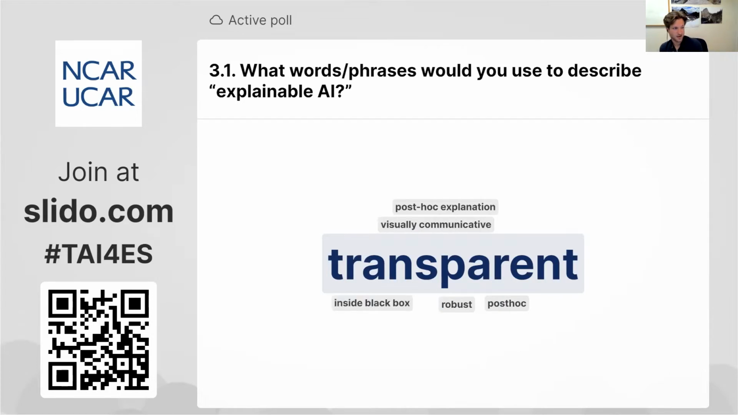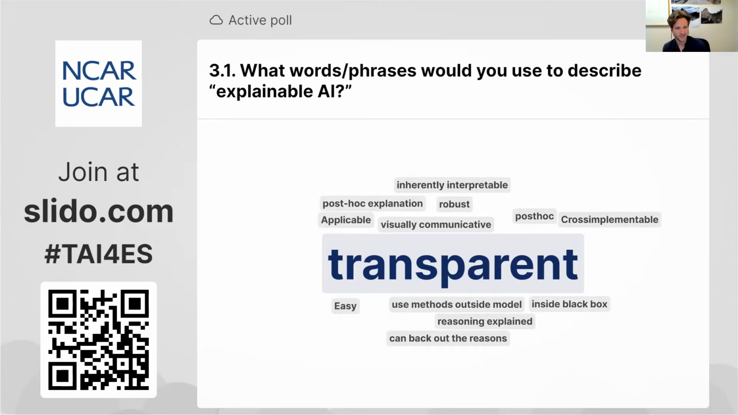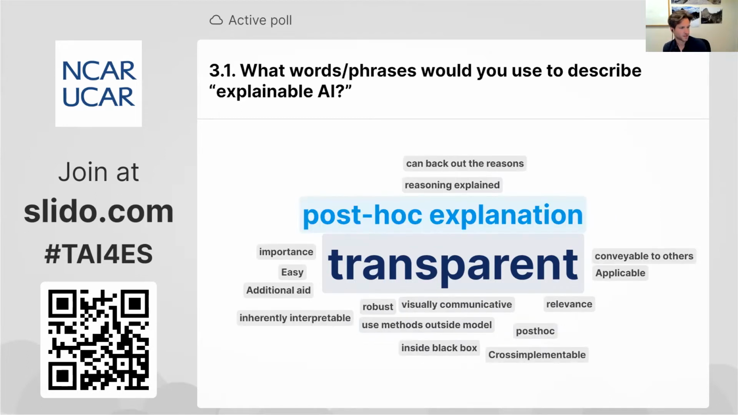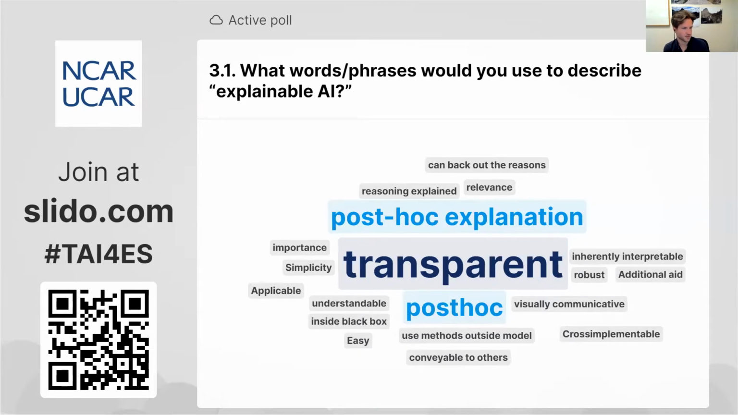All right, so here's our words for explainable AI. Transparent, a big one. Okay, nice. Inside the black box, robust, post hoc. Visually communicative, easy, applicable. All right, nice. Transparent, staying huge. That's great. That'll be a key one to keep in mind for today too when we think about workflow. So that's awesome. Cross-implementable. Post hoc explanations getting bigger. More people jumping on that. Reasonings explained.